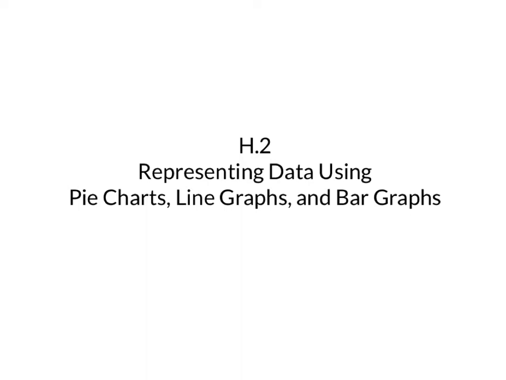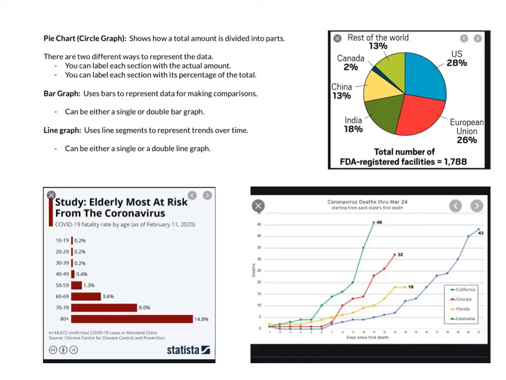Alright, the next topic that we're going to look at is representing data using pie charts, line graphs, and bar graphs. So there are lots of different ways to represent data. Three that we're going to look at in this section include a pie chart or a circle graph, a bar graph, and a line graph.